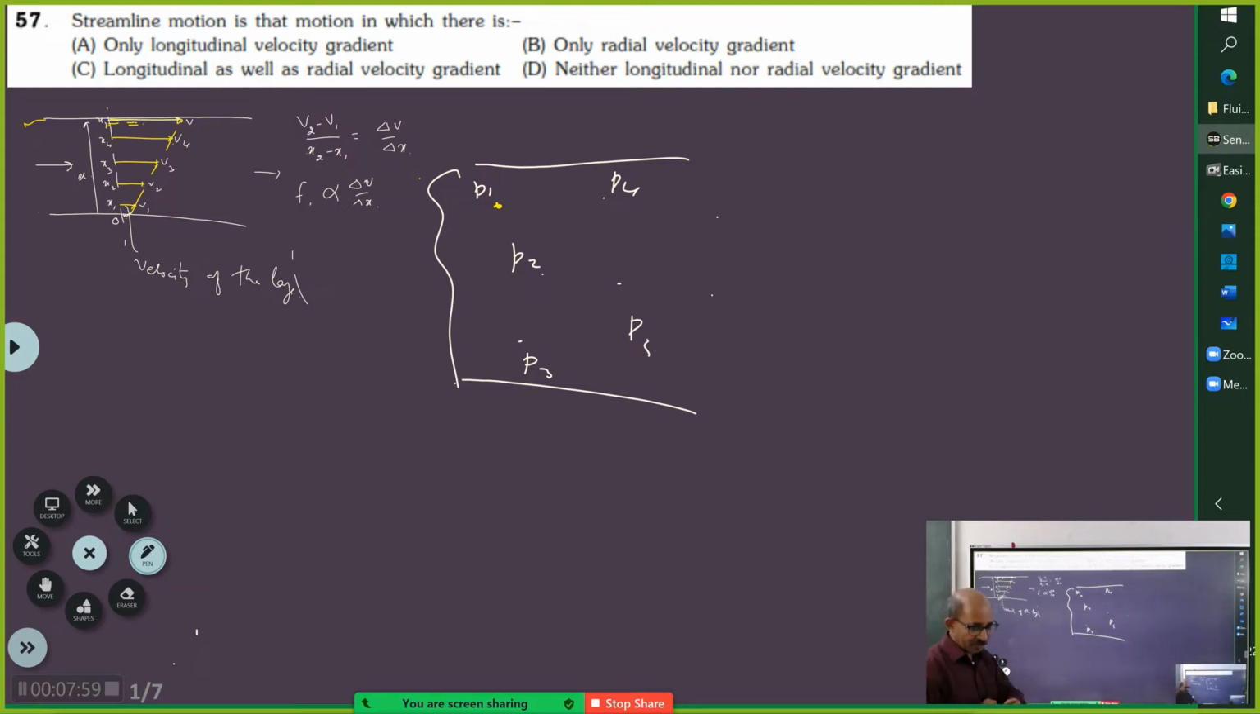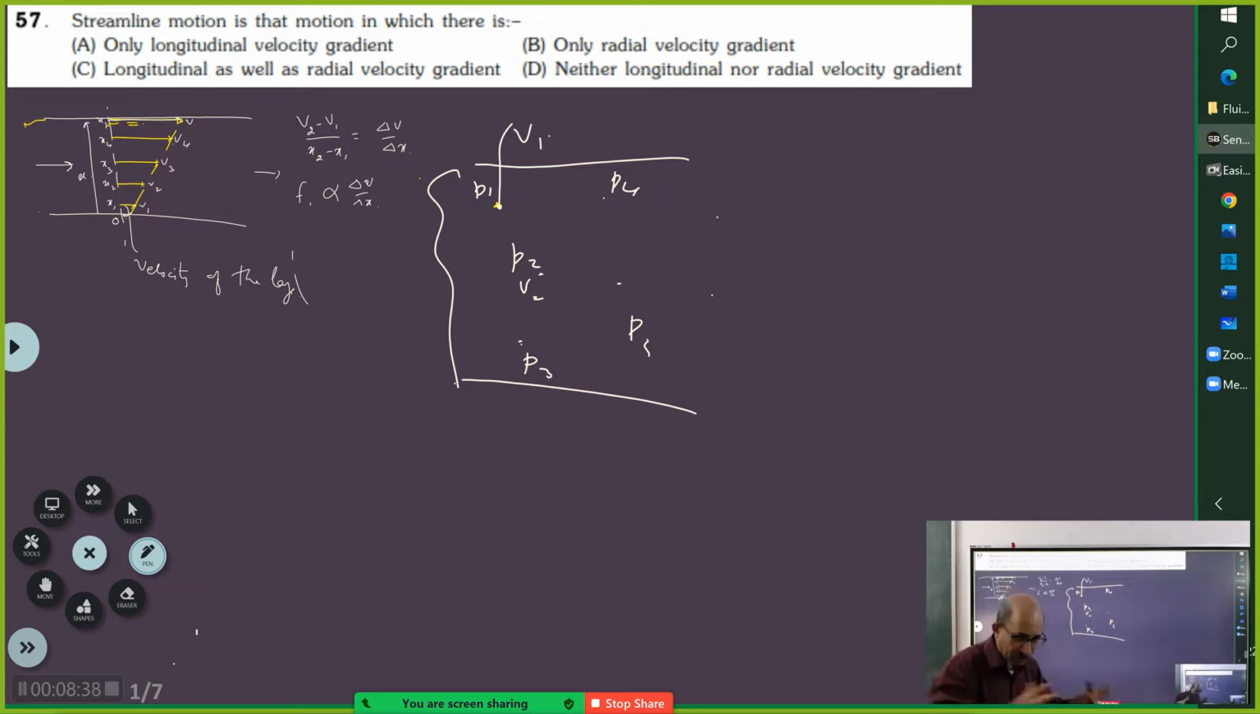Streamline means it is the line in which all the particles will... It's not a line, it's a trajectory. No, I am showing you some points. The water is flowing in streamline flow, and I am showing you the points P1, P2, P3, P4. Now tell me what is happening at P1. P1 is not a particle. P1, P2, P3 are all points. Whichever particle passes through P1 will have velocity V1. Yes, sir. A particle at P2 will have velocity V2.